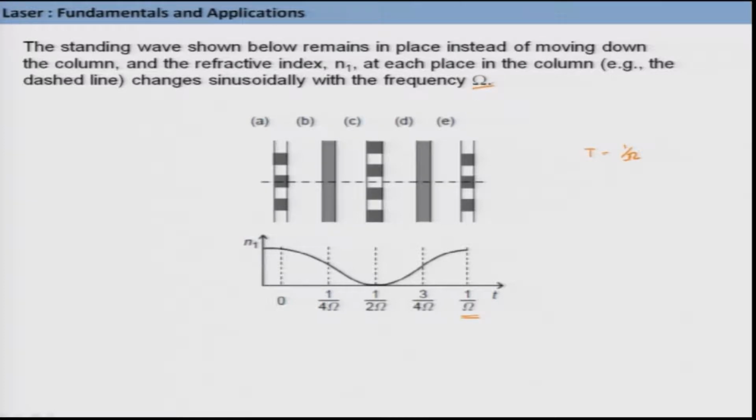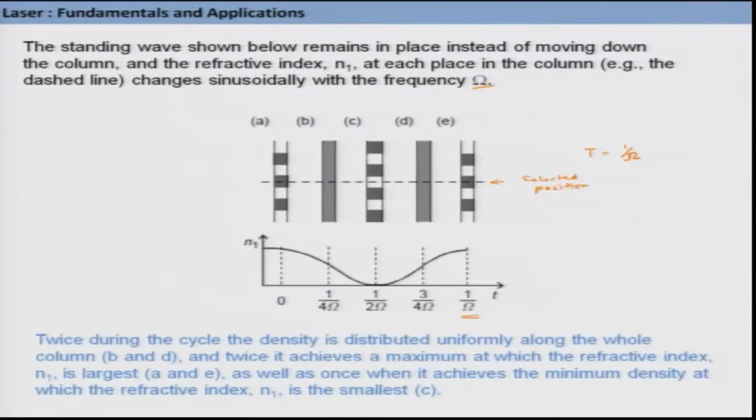So, if you choose any particular position of the column, say we have chosen this position, okay, which is given by this dashed line. So, this is our selected position to look at this effect. So, if I select this one, what do I see? What I see is twice, that is in case of column B.